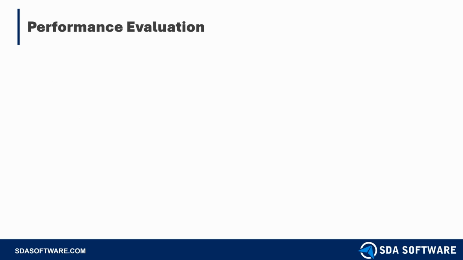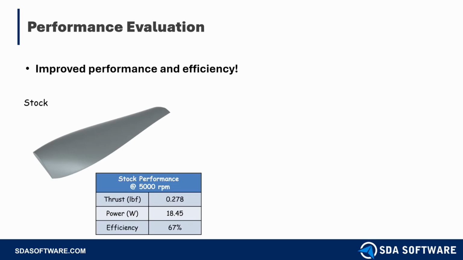Now let's take a look at what the best design came out to be and how much performance I gained from it. I was able to get improved performance, like thrust and power, and most importantly, better efficiency. Here we have the stock blade performance. Just remember that the efficiency is roughly 67%. No need to really focus on the thrust and power numbers.